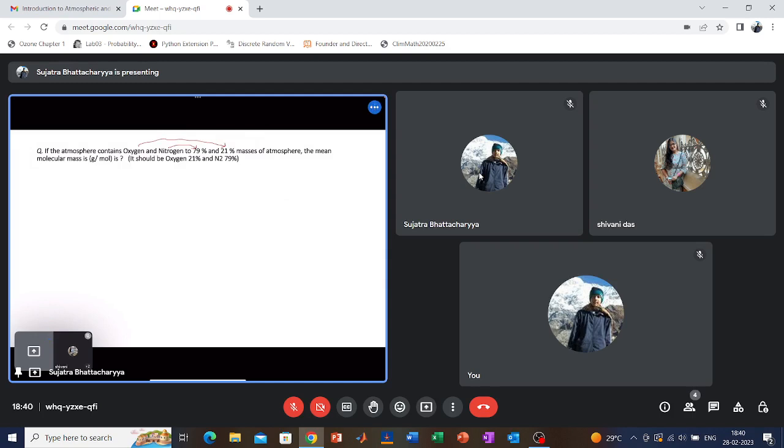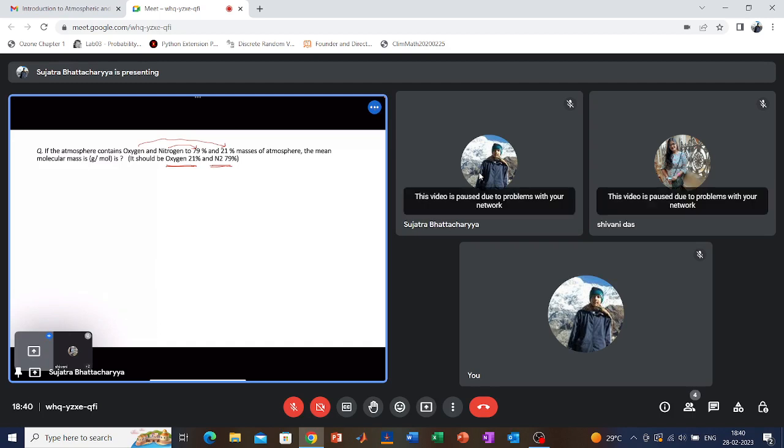If we take oxygen to be 79% and nitrogen to be 21%, then we will get a much greater value, which is not there in the options at all. So what I believe is oxygen is 21%, nitrogen is 79%. You can try the other way, and I don't think the answer will match. It will be more than 32.